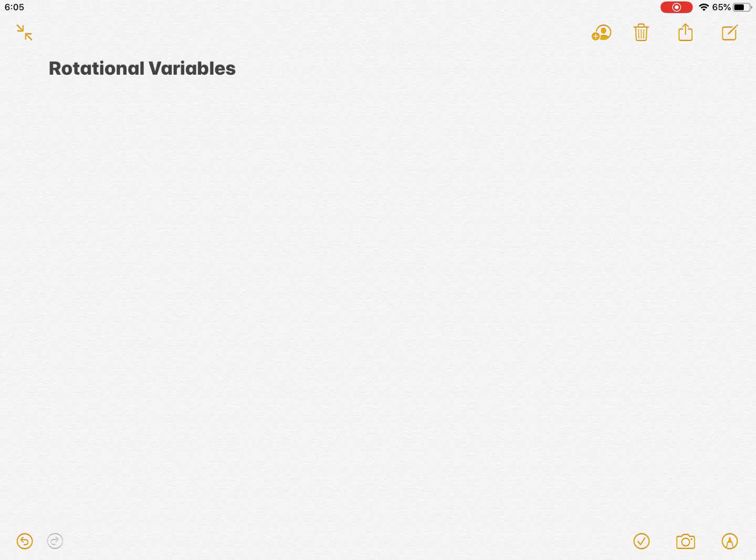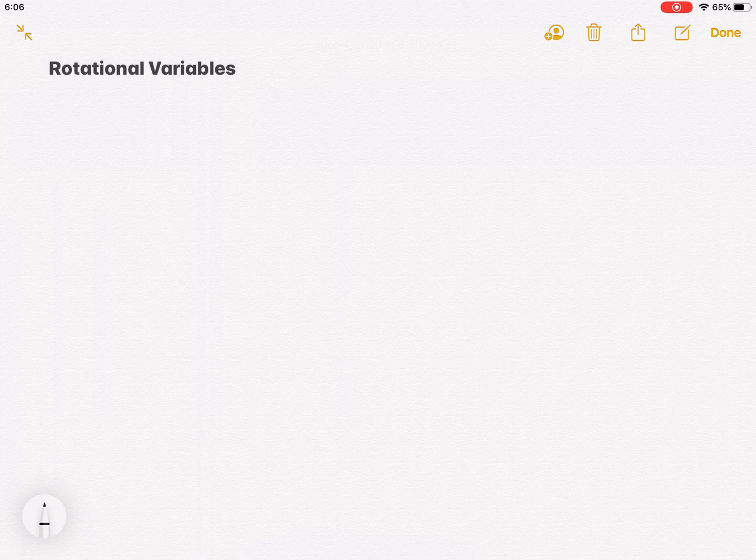So there's a whole class of types of motion that we haven't talked about, and that is going in a circle, right? So I want to introduce rotation. We'll just start by talking about rotational variables. So we need to imagine something that rotates.